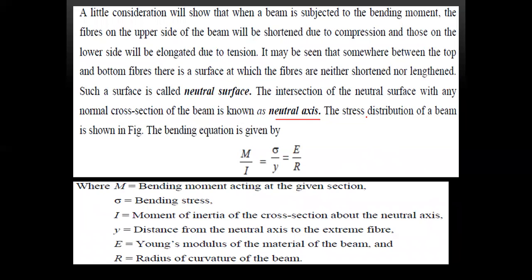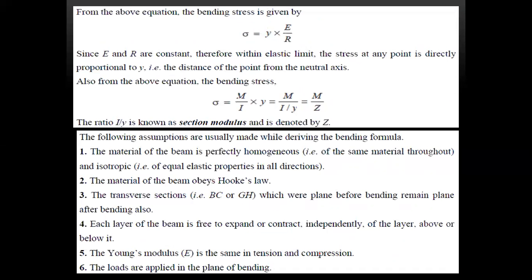For the stress distribution of the beam shown in the figure, the bending equation is given by M by I is equal to sigma by y is equal to E by R, where M is the bending moment, sigma is the bending stress, I is the moment of inertia, y is the distance from the neutral axis, E is Young's modulus, and R is the radius of curvature. From the above equation, the bending stress sigma is equal to y into E by R. Also, sigma is equal to M by I into y. The ratio I by y is known as section modulus and is denoted by Z.